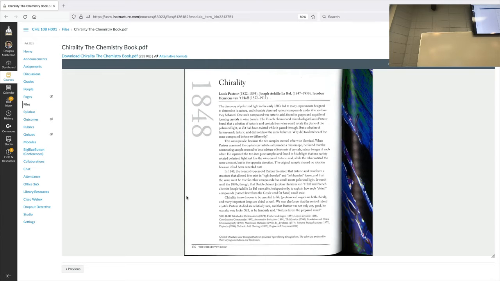Think about your hands. Is your right hand the same as your left hand? Can I superimpose my right hand onto my left hand? Nope. But they are mirror images of one another. Right? Your hands are chiral.